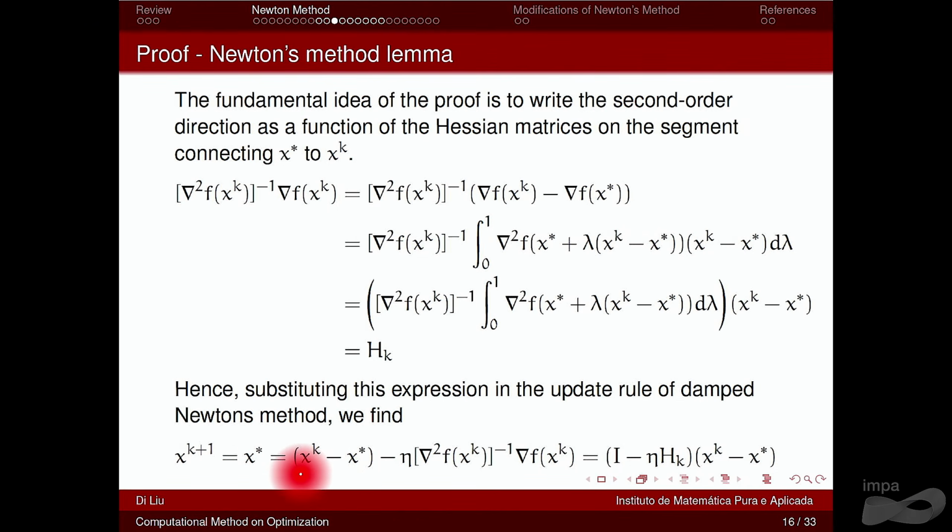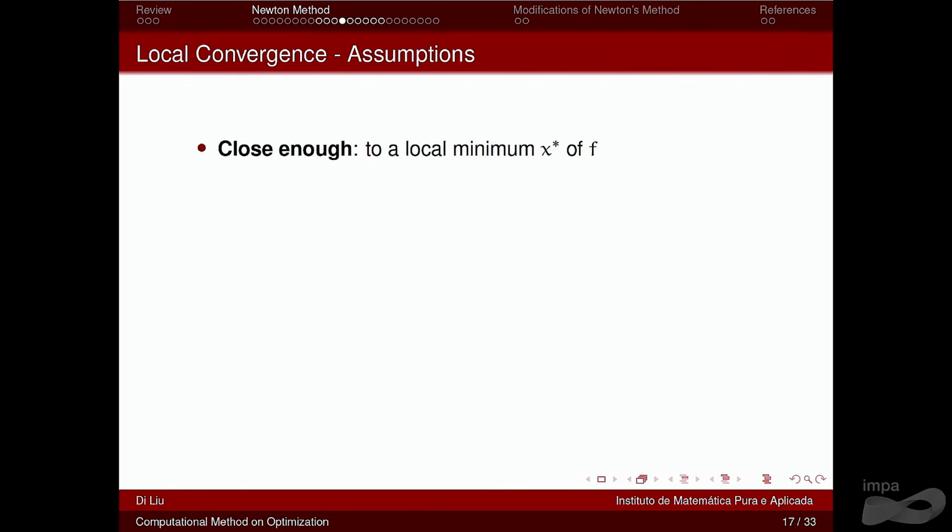So it equals xk minus x star. Here, in the first inequality, we just substitute xk plus 1 by the definition of the damped Newton method. So this is a Newton step, and then you have this just by the definition of hk you got here. So this is quite simple.